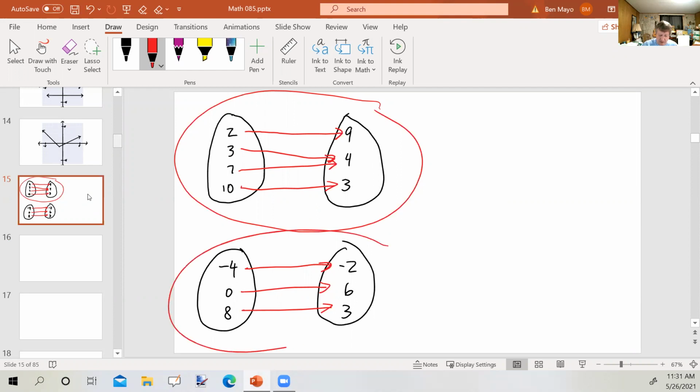If we look at the second set, this is a one-to-one function. -4 goes to -2, 0 goes to 6, and 8 goes to 3. Likewise, -2 only comes from -4, 6 only comes from 0, and 3 only comes from 8. If we have a one-to-one function, it also has an inverse function. The inverse function is basically going back the other direction, so the domain becomes the range and the range becomes the domain.